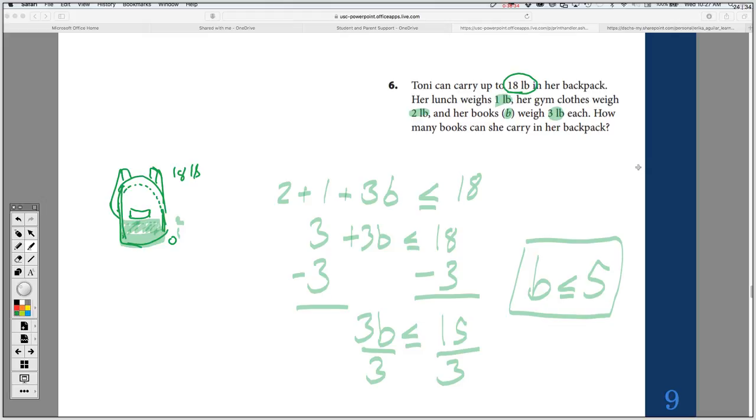So if we want to be technical about this, remember to say in between, we would say 0 less than or equal to b, less than or equal to 5. This last part we haven't had a lot of practice on, but that's how you would say it when you're having the range.